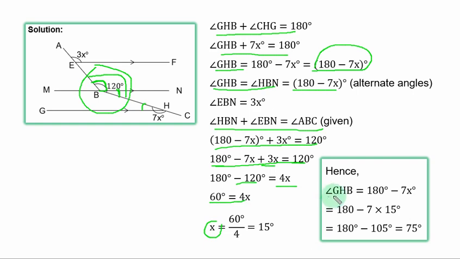Hence, angle GHB is 180 degrees minus 7s degrees, and s is 15 degrees. So you multiply it by 7, that is 105 degrees. Subtract it from 180 degrees, that gives 75 degrees as the value of angle GHB.